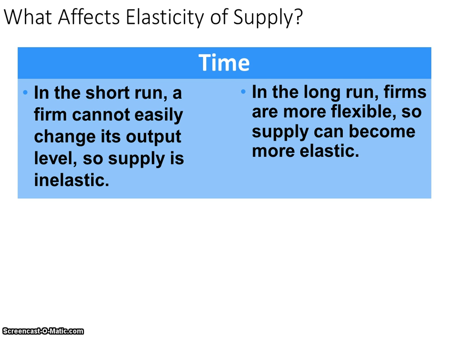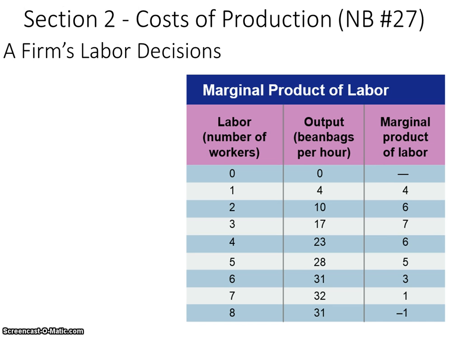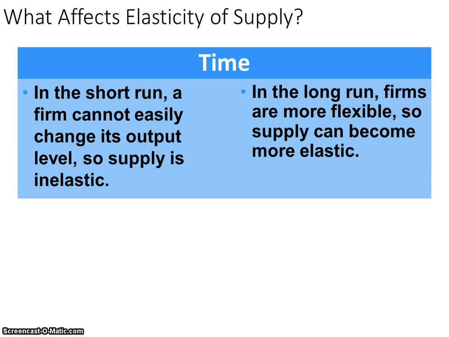So in the short term, supply is inelastic because suppliers need time to respond. In the long run, supply can become elastic because they have time to hire more workers and to get the things they need in order to produce more goods. Alright, that is the last portion of our Section 1, Understanding Supply.